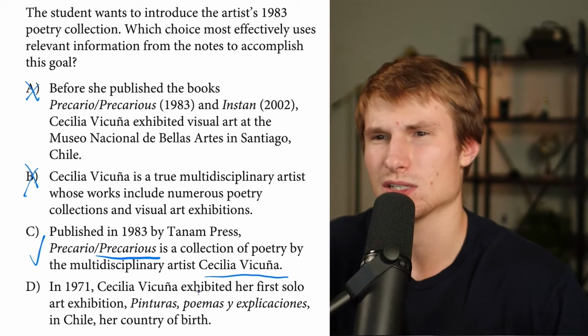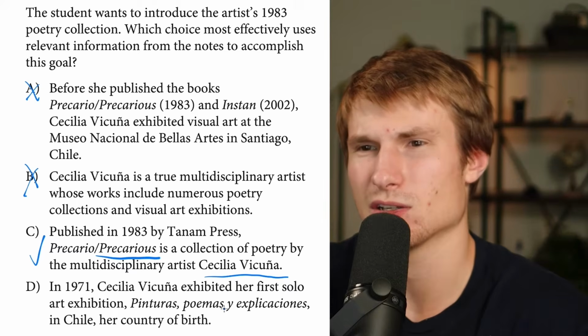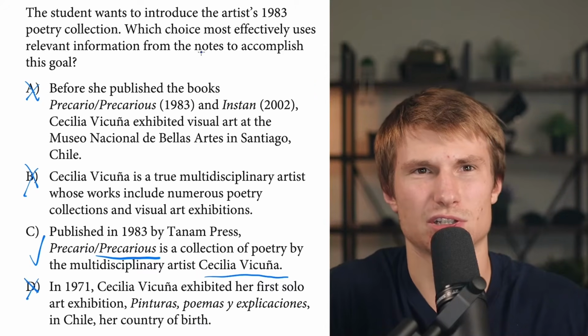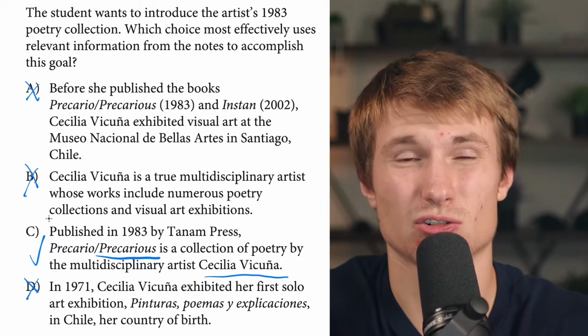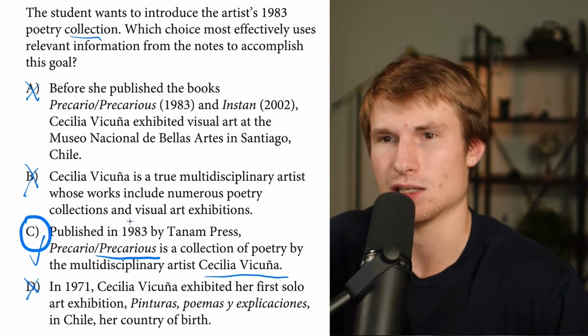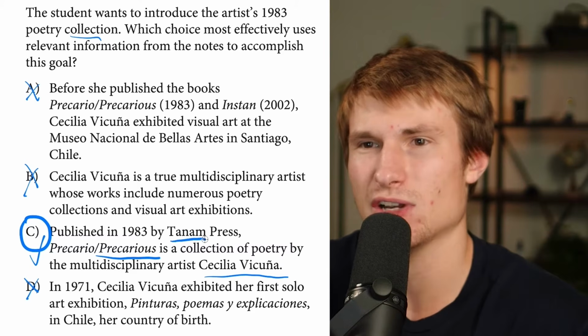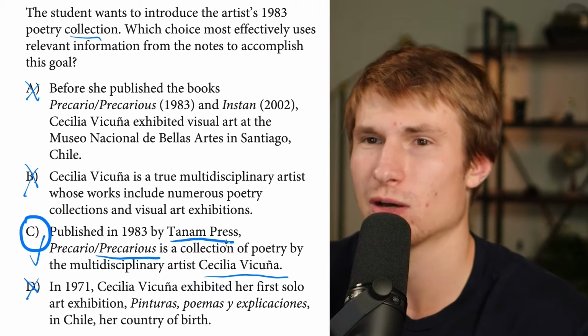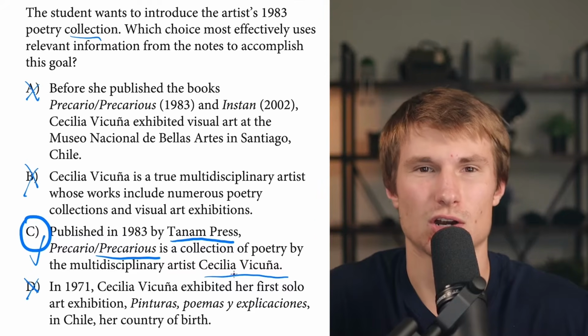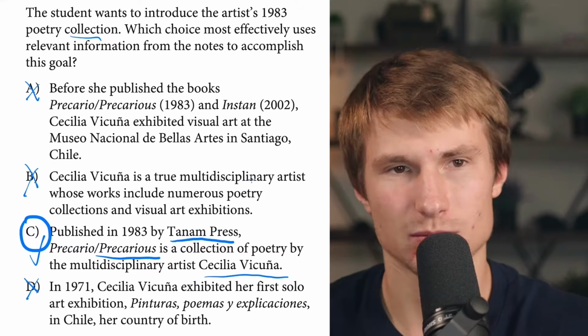We got D. In 1971, Cecilia exhibited her first solo art exposition. Okay, and then she goes on to state them. But the only one here that's actually introducing the poetry collection correctly would be answer choice C. We state pretty much all the information we're given on it: when it was published, who published it, and what it is. It's a collection of poetry by multidisciplinary artist Cecilia. So our answer would have to be C.